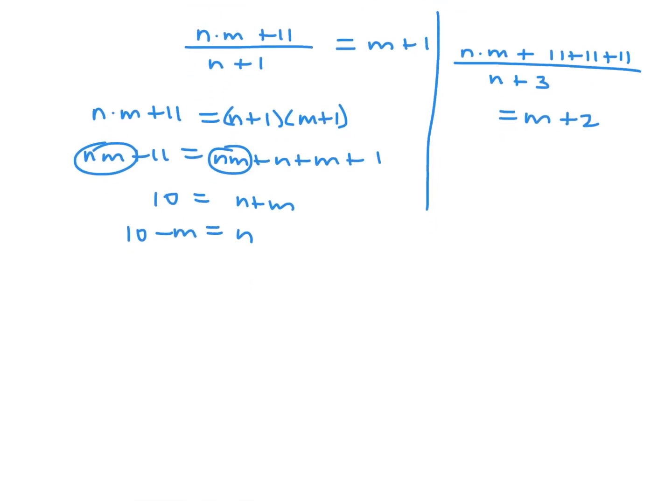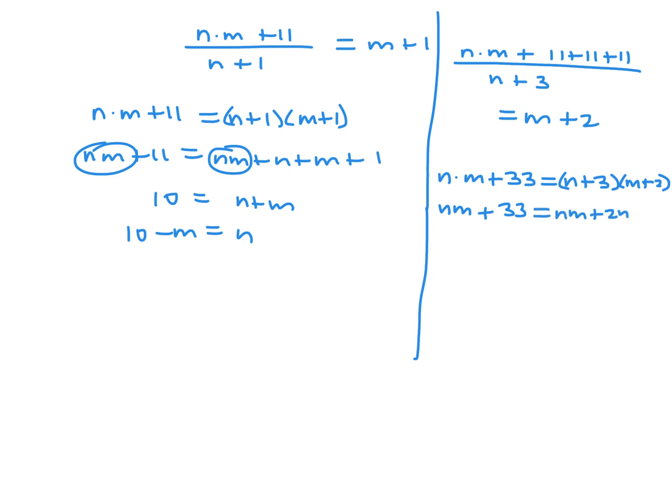Okay. And then this one, same kind of story here. nm plus 33 over n plus 3 will be equal to m plus 2. And therefore nm plus 33 is equal to nm plus 2n plus 3m plus 6. And therefore that's going to be 27 is equal to 2n plus 3m, correct?